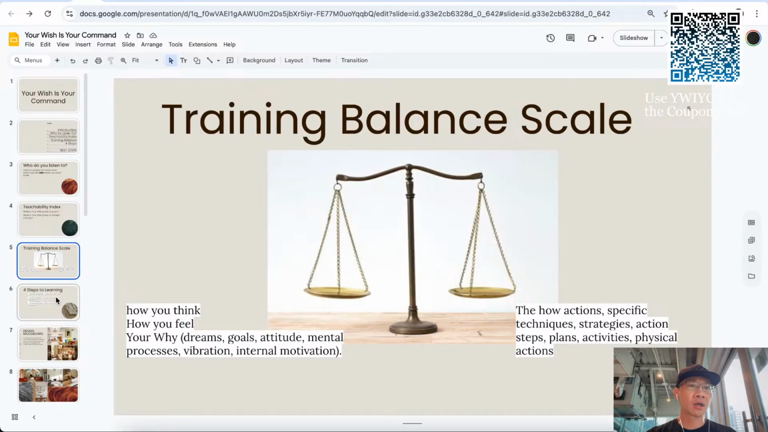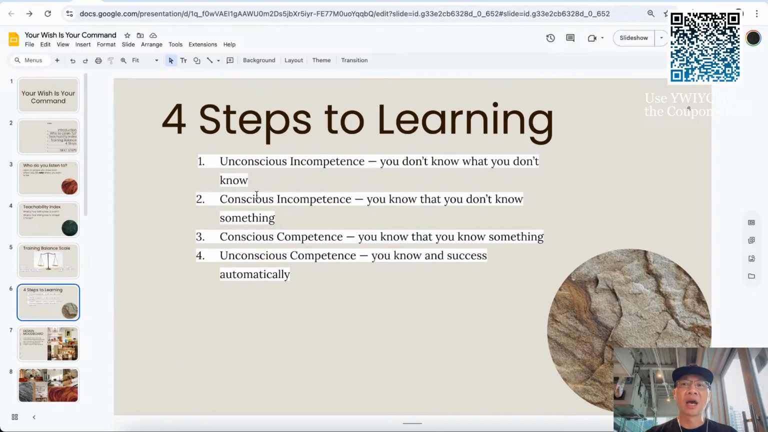What else will we be talking about here? We're going to be talking about the next lesson in Kevin Trudeau's Your Wish is Your Command, which is 4 steps to learning. If you're on this call, let me know where you're from, okay? What are the 4 steps to learning? We all go through these steps. I'm going to explain what they are. Once again, these lessons seem so simple. It takes about 5 minutes to learn, but a lifetime to master.